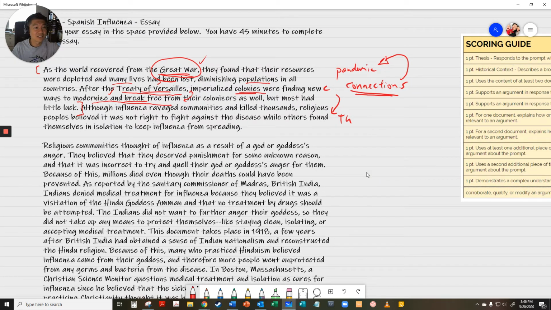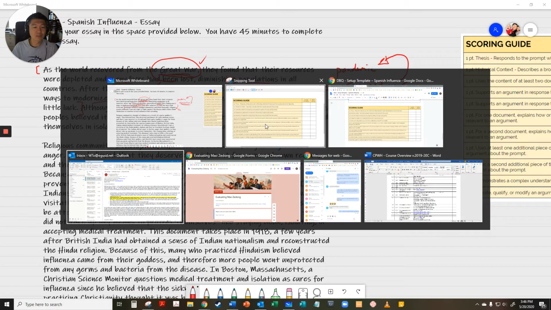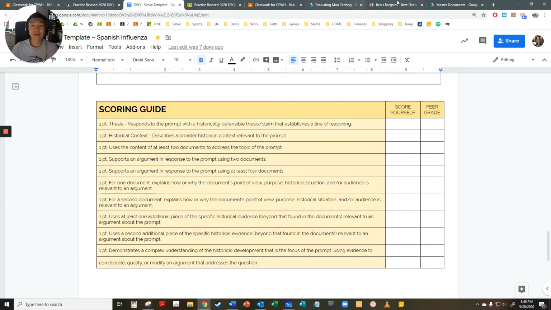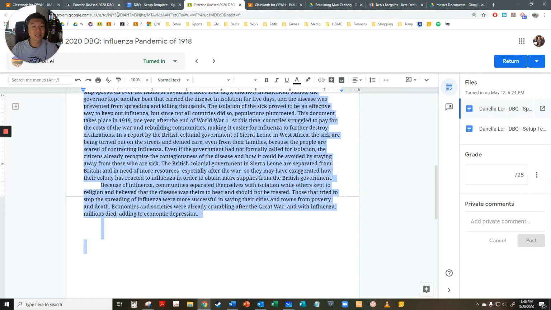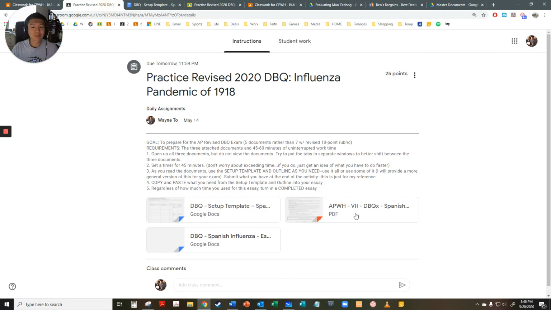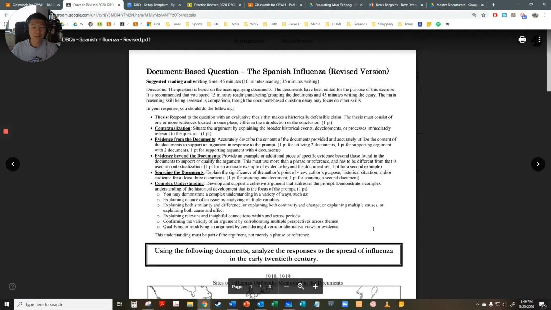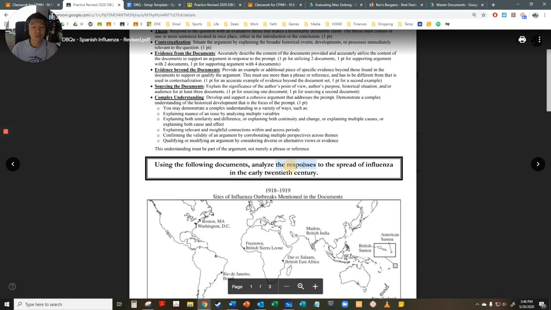All right, secondly, the thesis. Well, the influenza ravaged communities and killed thousands. Religious people believed it was not right to fight against the disease. Now, just a quick reminder of the prompt itself. If I can find the DBQ here, the prompt itself is about the responses to the spread of influenza. So that's where you have to really take notice.